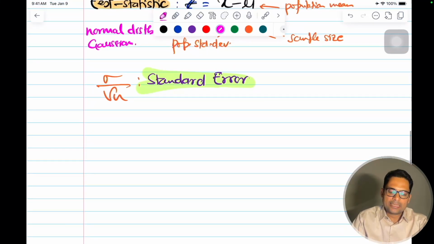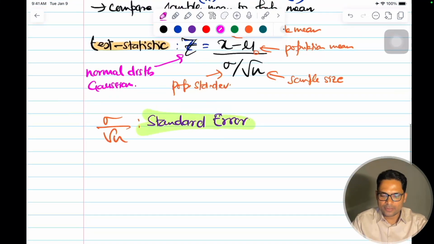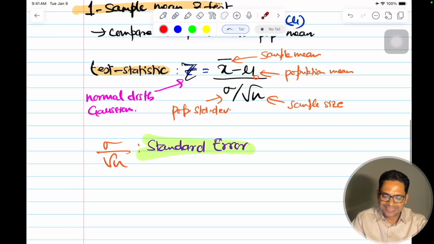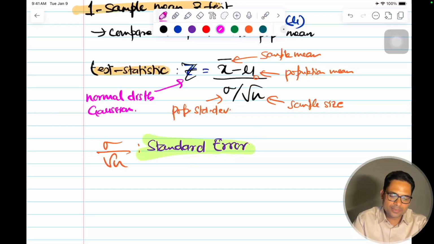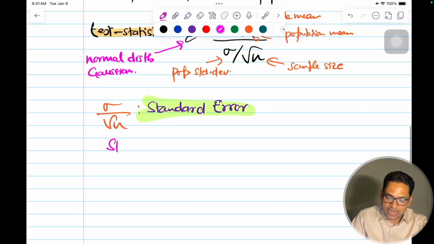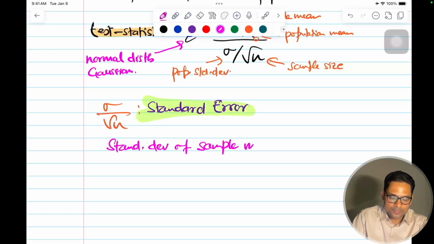And standard error, what we mean here: whatever is the population standard deviation, this is divided by the square root of the sample size. This is called standard error because this gives us the standard deviation of sample means.